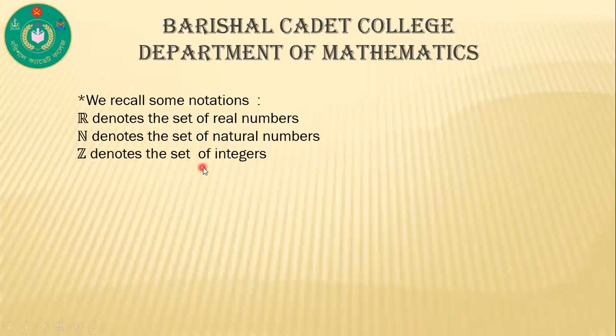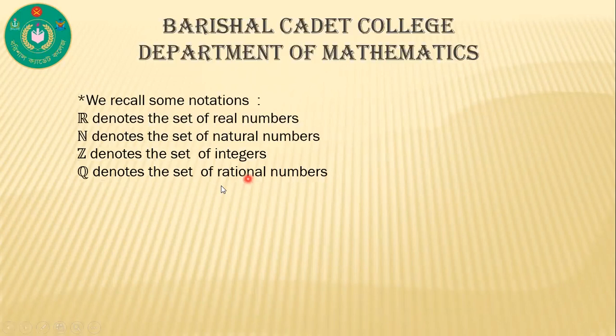And Z denotes the set of integers. Here set of integers means all positive and negative fractionless numbers are said to be integers. That means minus 3, minus 2, minus 1, 0, 1, 2, 3, etc. Q denotes the set of rational numbers. Here set of rational numbers means the numbers of the form p by q are called rational numbers when p and q are integers and q is not 0.